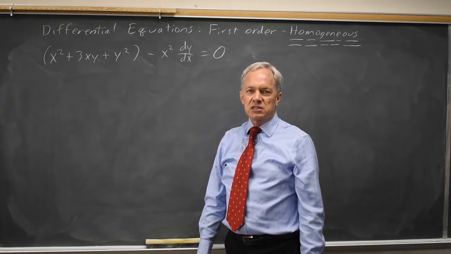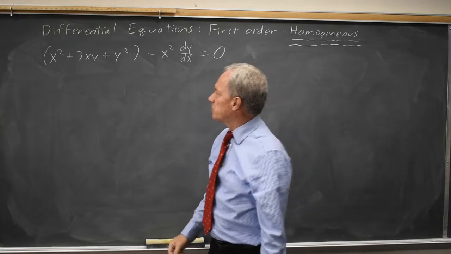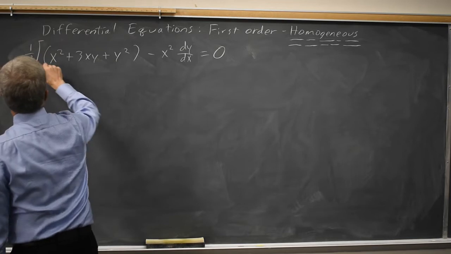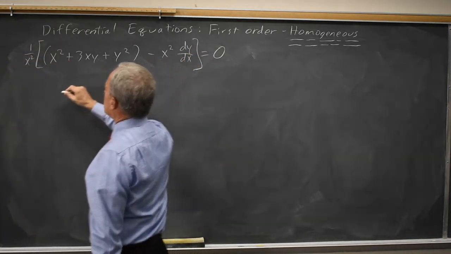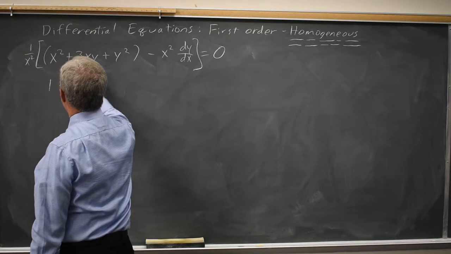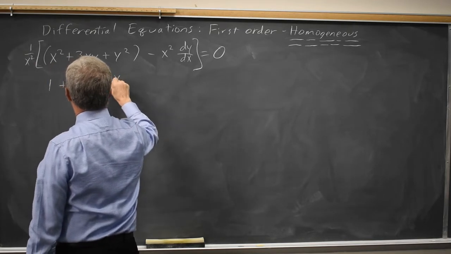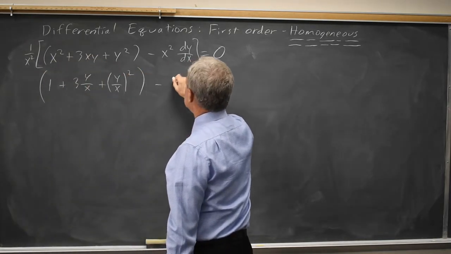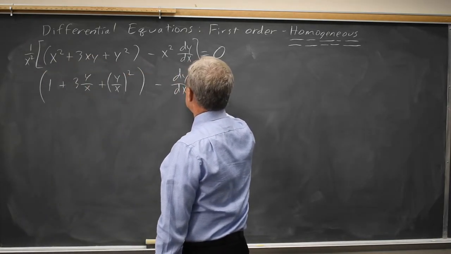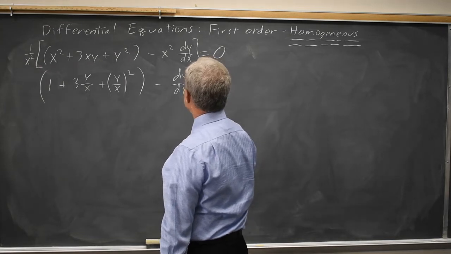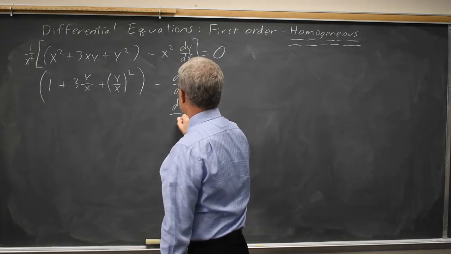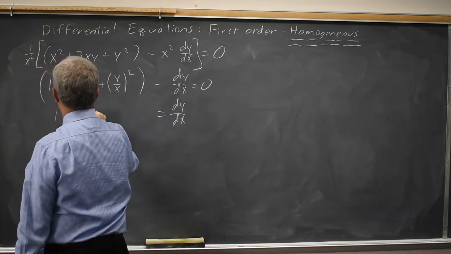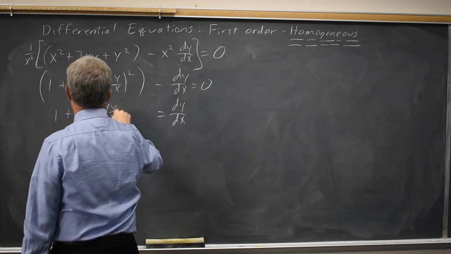For some functions that are not polynomials in several variables, you can also check it. If you multiply through by 1 over x squared, that gives you 1 plus 3y over x plus y over x quantity squared minus dy dx equals 0. So that's dy dx equals 1 plus 3y over x plus y over x squared.